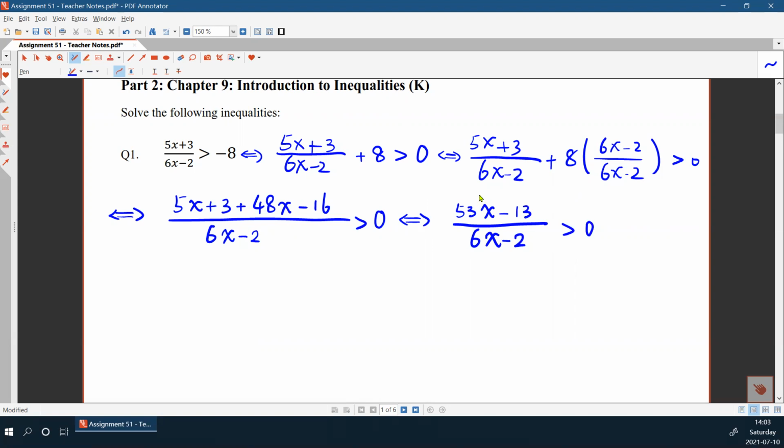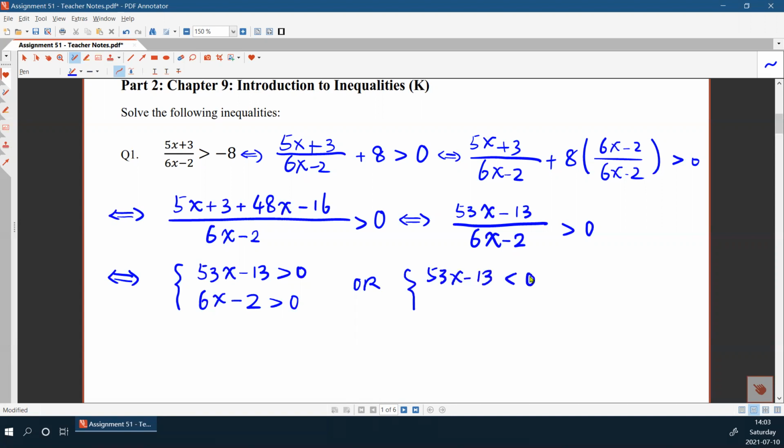And then you have a ratio that is greater than 0, right? And this is equivalent to the signs in front of the numerator and denominator should be the same, right? So they could both be positive or both be negative. So this is equivalent to both the numerator and denominator are greater than 0, or both of them are negative.